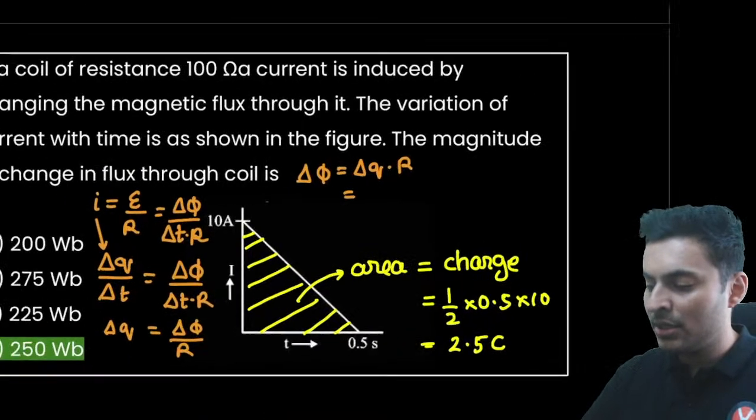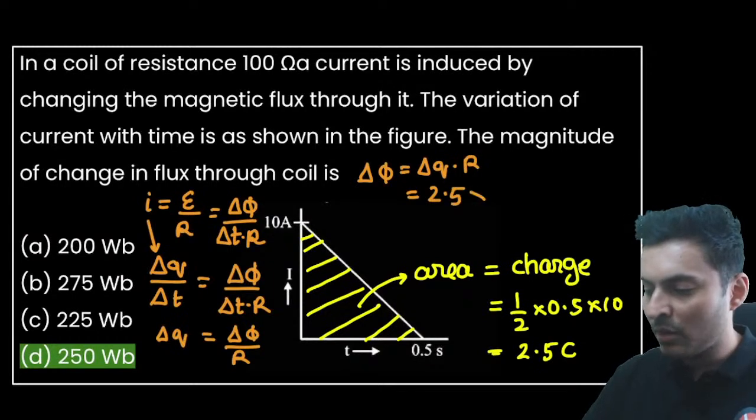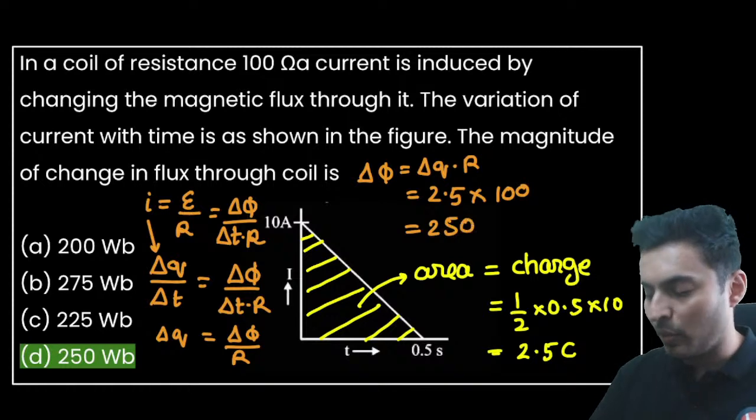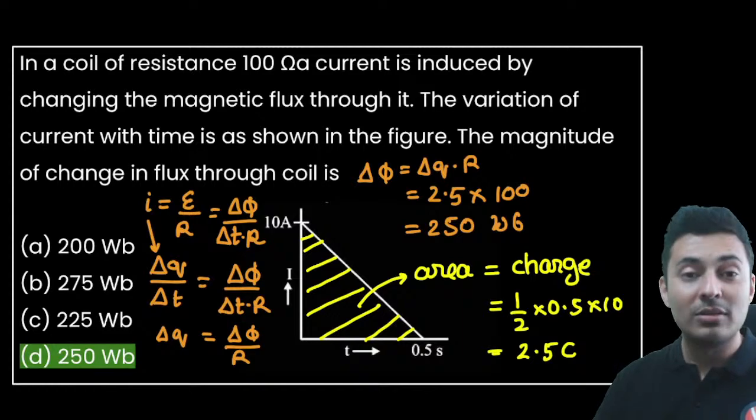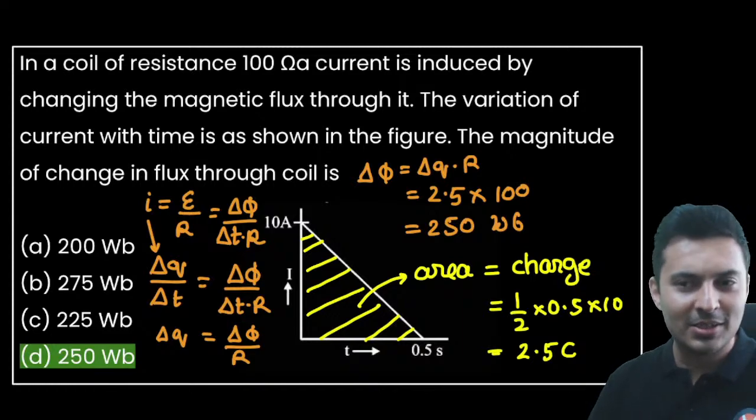So what is the charge? Charge is 2.5. What is the resistance? 100. So what will it give me? 250. But what will it be? Webers. So 250 Webers is the answer. So the area under this graph gives me the charge.